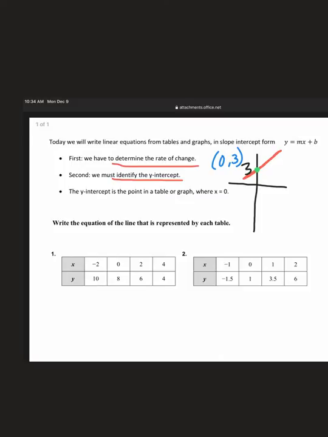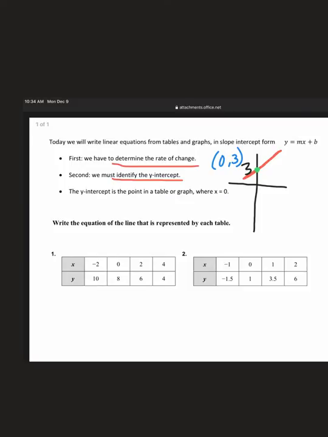Does everybody understand why? Because as far as the coordinate plane goes, if we're looking at this green dot, did we go anywhere on the x-axis, right to left? No. Therefore, the x value is 0. And the y value here is 3. So the y-intercept is the point in a table or graph where x equals 0.